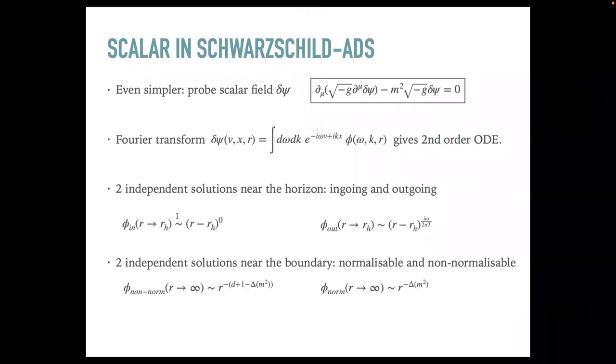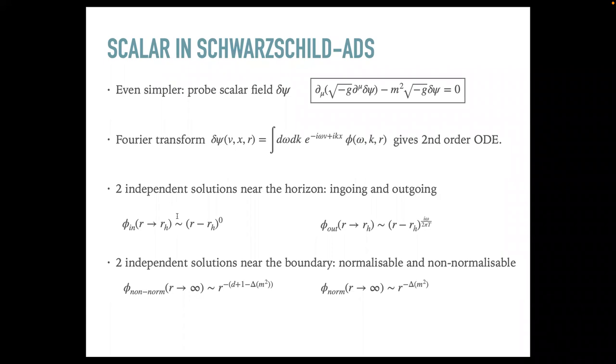So let me do something even simpler, just to illustrate the basic point. Let's not look at perturbations of the metric, but just put a probe scalar field, delta psi, with some mass m into this black hole and study its perturbations. So here we'd be computing the quasinormal modes of this scalar field rather than of the metric. We can Fourier transform this scalar field to give us some function phi, which depends on the frequency conjugate to v, wave number conjugate to x, and the radial coordinate. After the Fourier transform, this equation of motion just becomes a second order ODE for this field in the radial coordinate. And the second order ODE has two independent solutions.